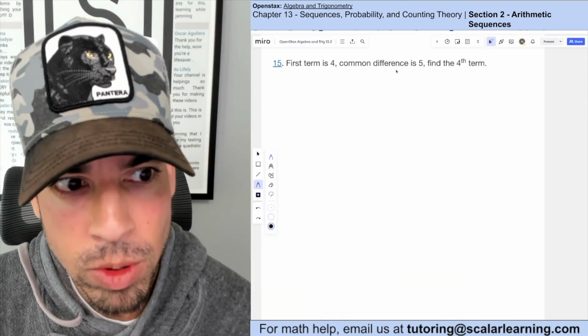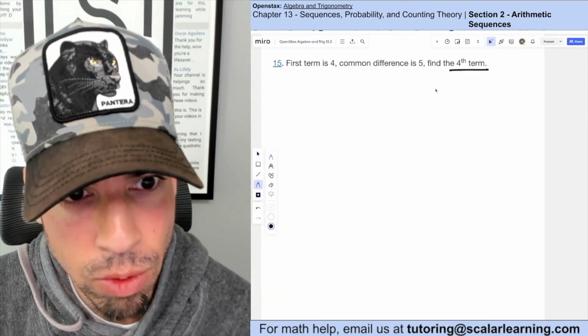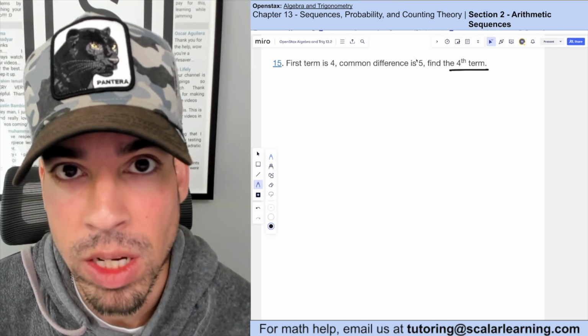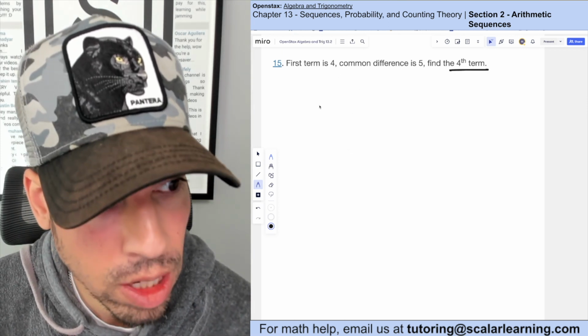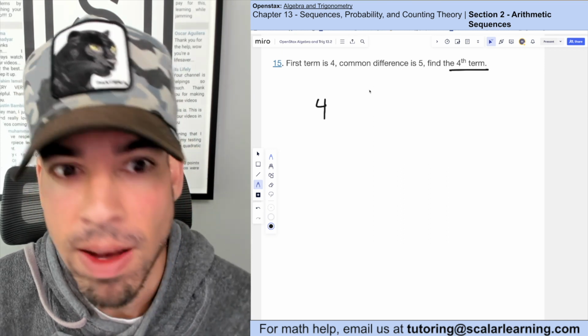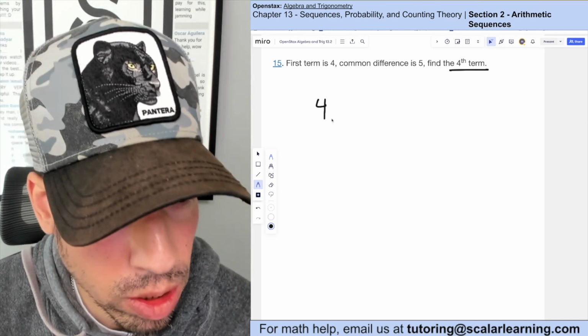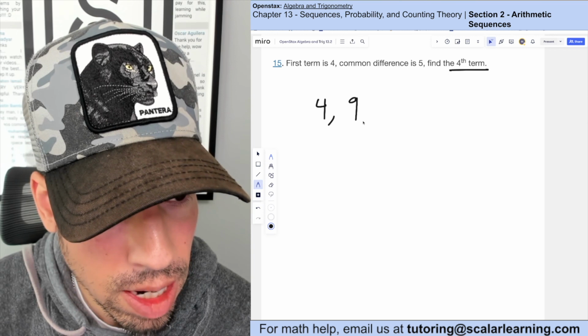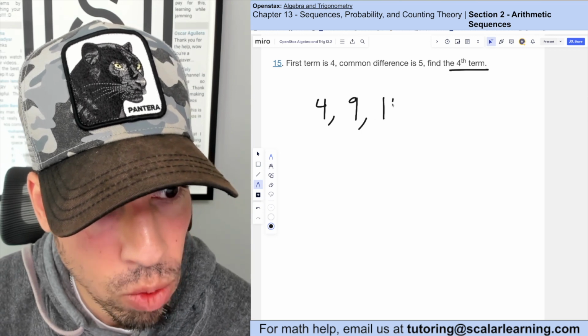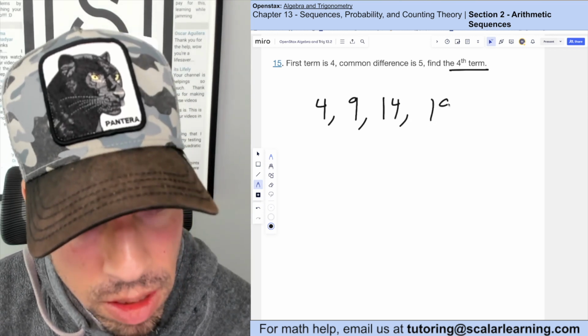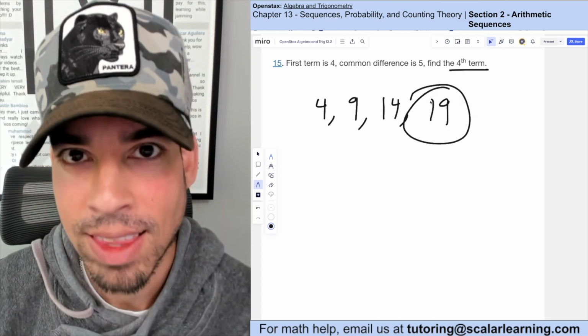Done. First term is 4, common difference is 5, find the fourth term. So we could do this a couple different ways. We could use a formula, or we can just start with the first term and add 5. I'm going to do that because it's going to be a little bit quicker. So the second term is going to be 9, the third term is going to be 14, and the fourth term is going to be 19. So anyways, that's how you do it.